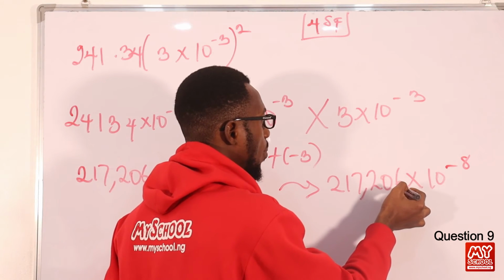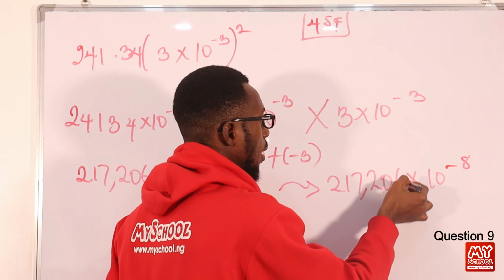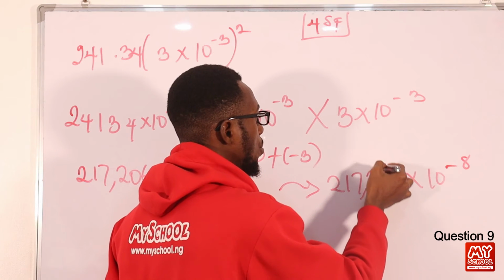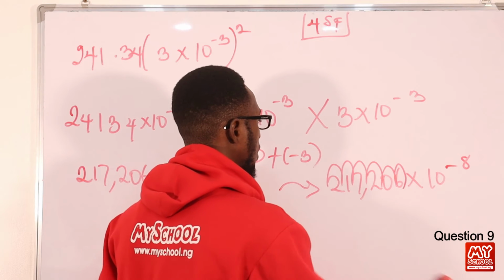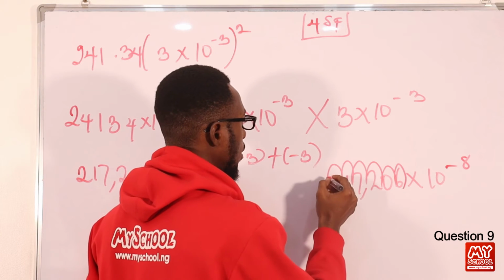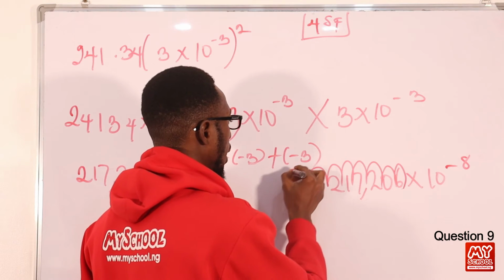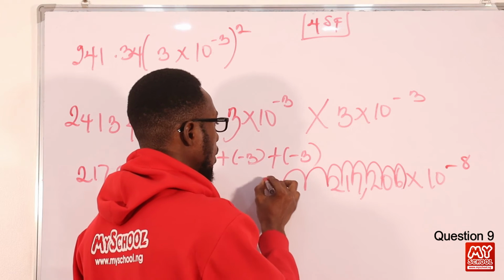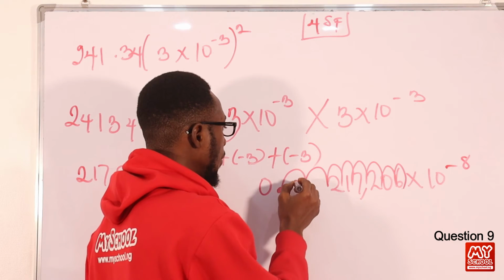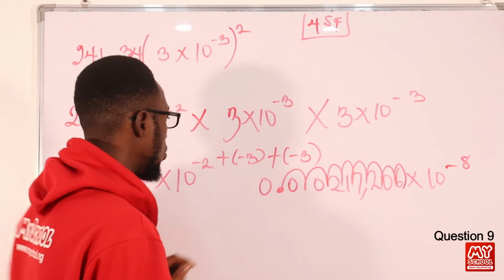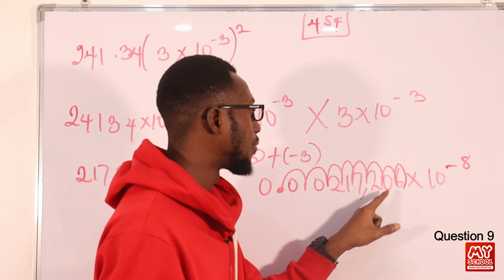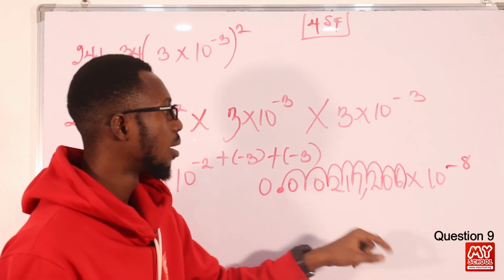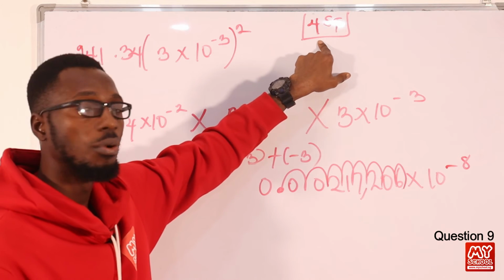So minus 8, right? Let me see where I'm going to move my decimal point. I start 1, 2, 3, 4, 5, 6, 7, 8 decimal places. So these empty spaces, I'll just fill in with 0. So my correct representation now is 0.00217206, right? The question is 4 significant figures, all right?